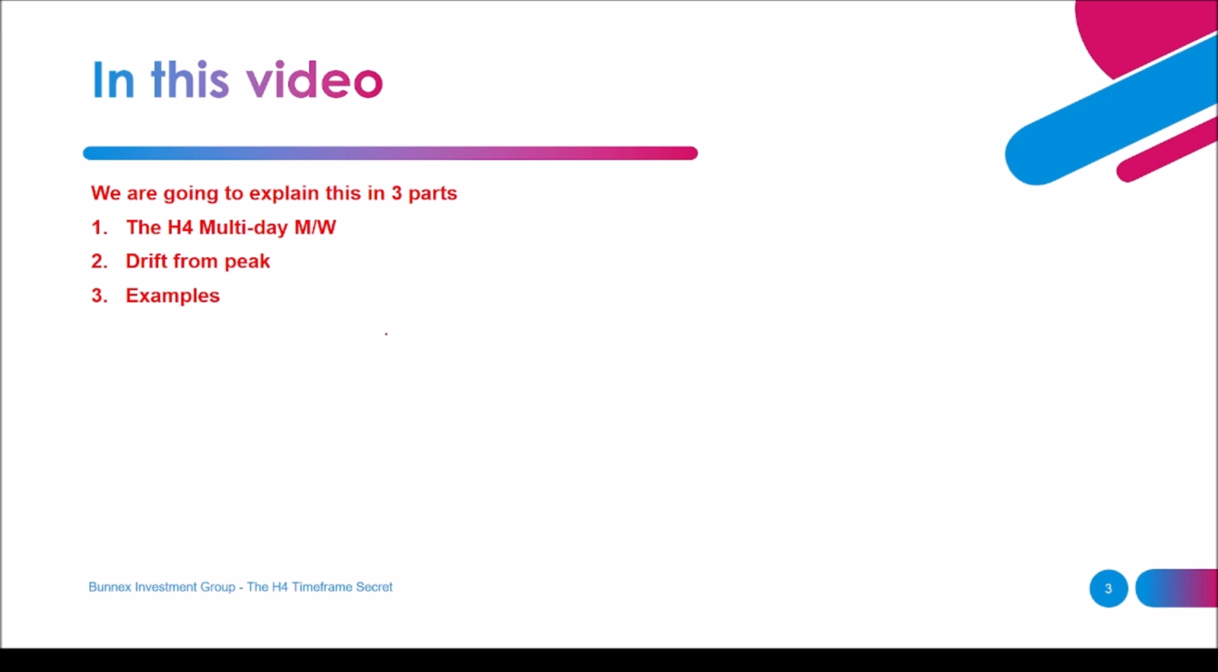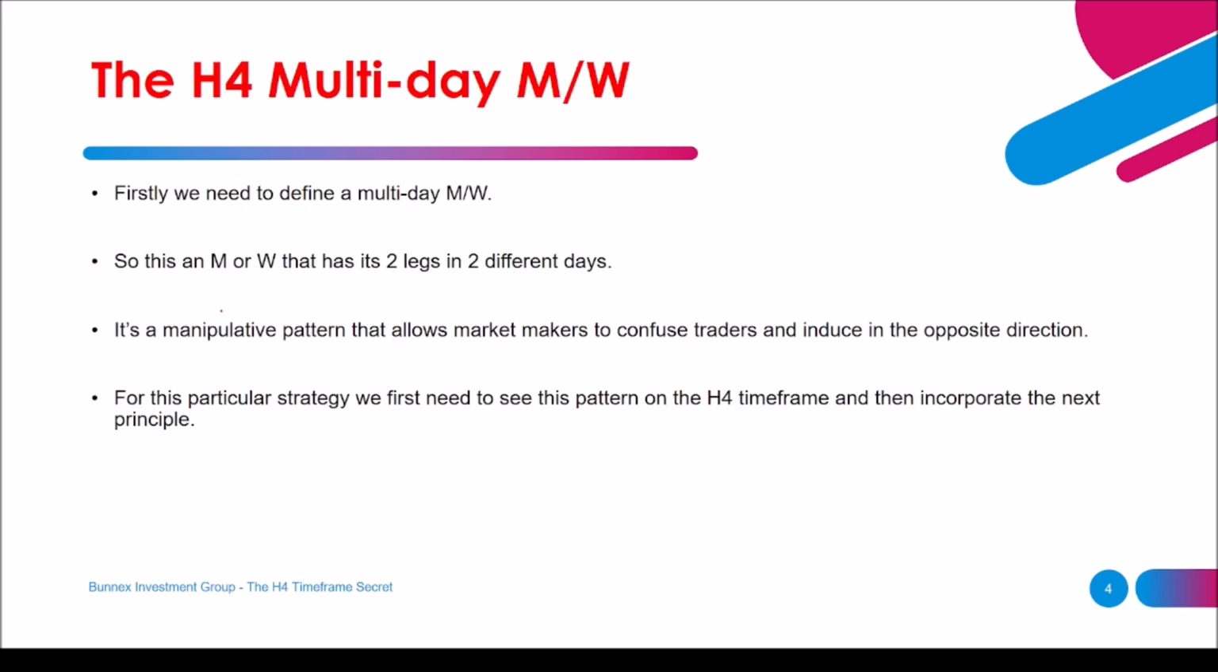So we are going to explain this in three parts. We are first going to define the H4 multi-day MOW pattern, then drift from peak concept, and then lastly examples. So make sure you stick up to the end so that you won't miss any of the information that we would have put across. So firstly, the H4 multi-day MOW, what is it?